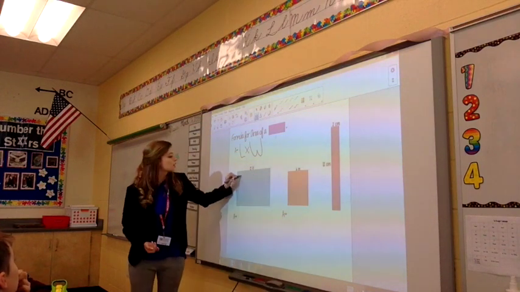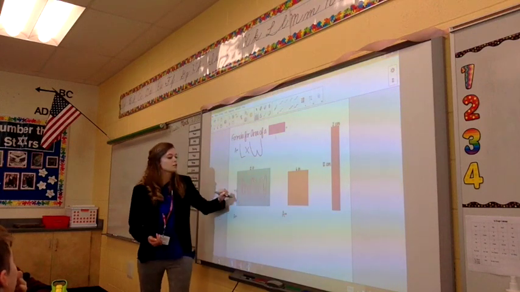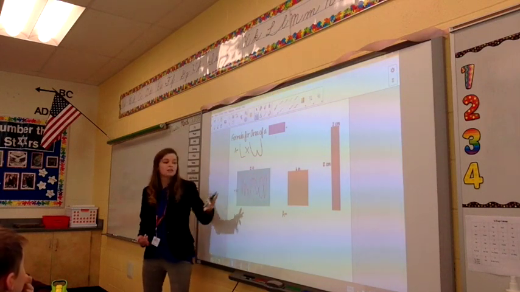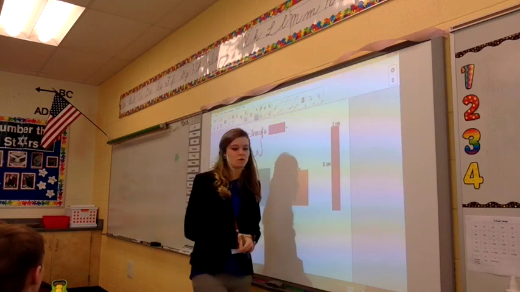Well, that's not really showing up. There we go. So we're covering the space, not just the outer edges, but the space inside. So what is the area for this one right here? Hold it up when you think you have it.